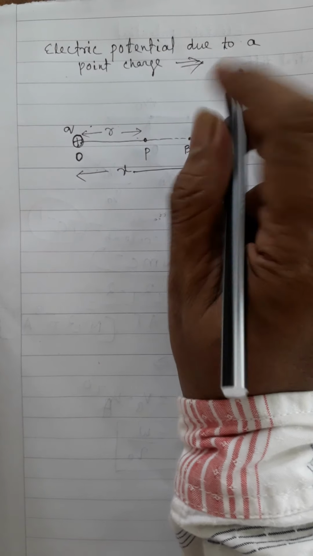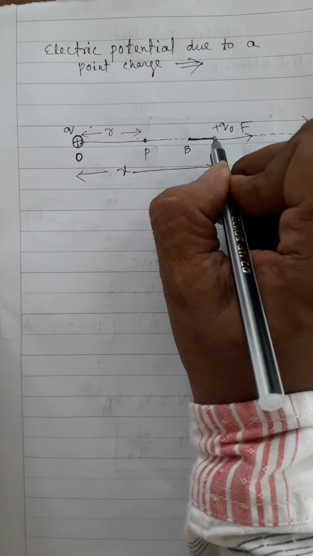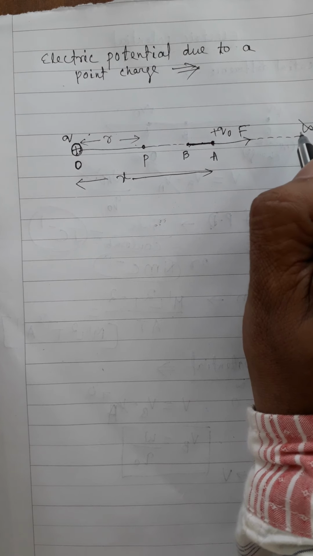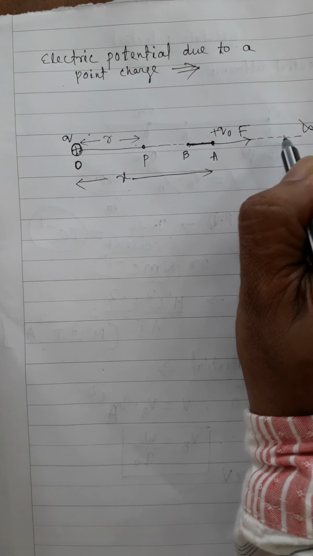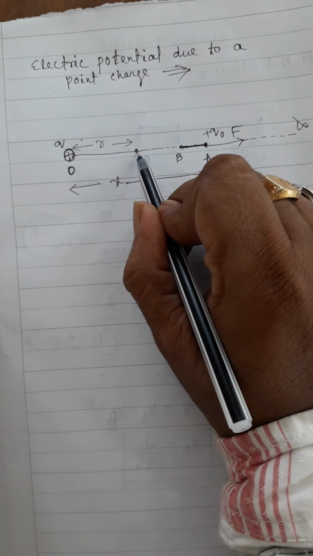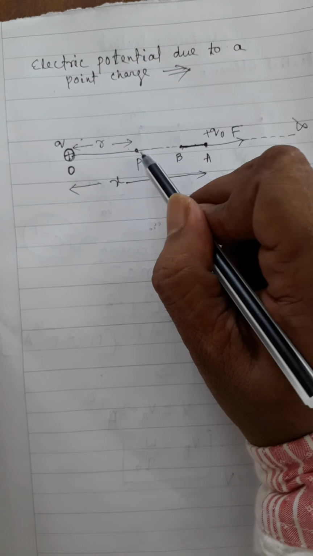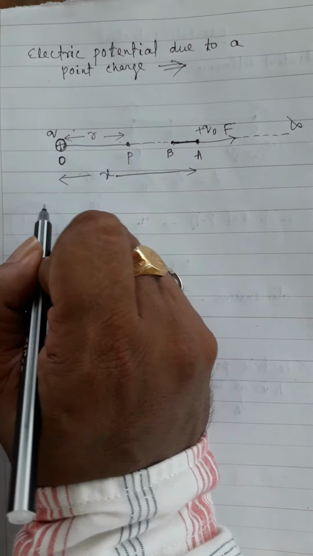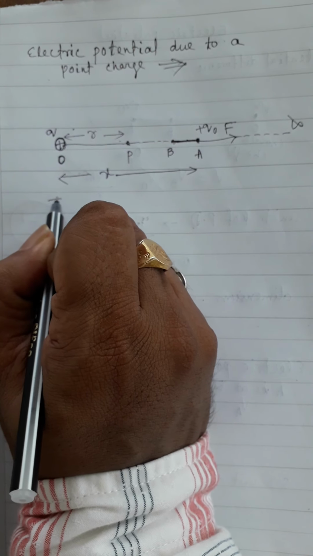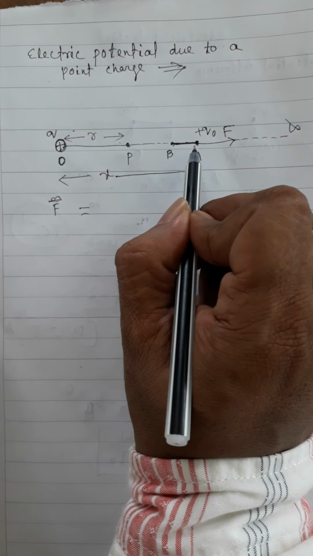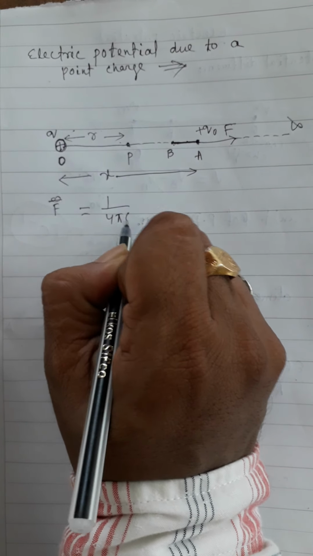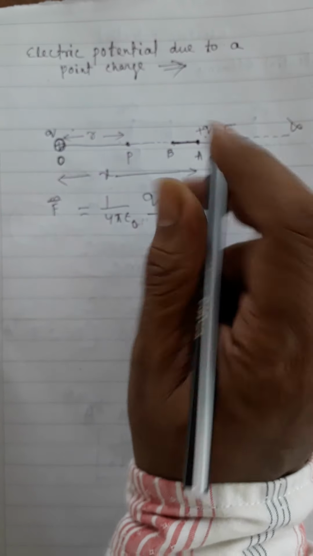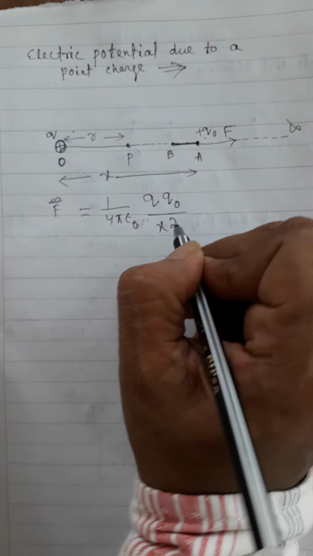If this is the small work done to displace the positive charge from A to B, then what is the total work done when this charge is moved from infinity to this point P? Only then can we calculate the electric potential at point P. From Coulomb's law, the electrostatic force F is equal to 1 by 4 pi epsilon naught, Q Q0 divided by x squared.